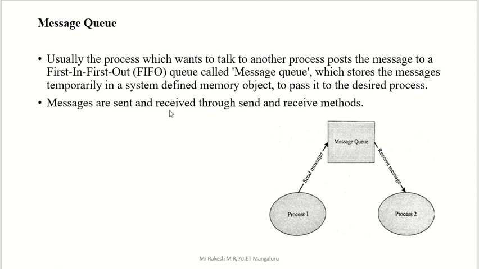Messages are sent and received through send and receive methods. Generally we are sending, but we are not directly sending to process 2, we are sending to the message queue. From the message queue, the message is sent to process 2, and process 2 will receive that message.